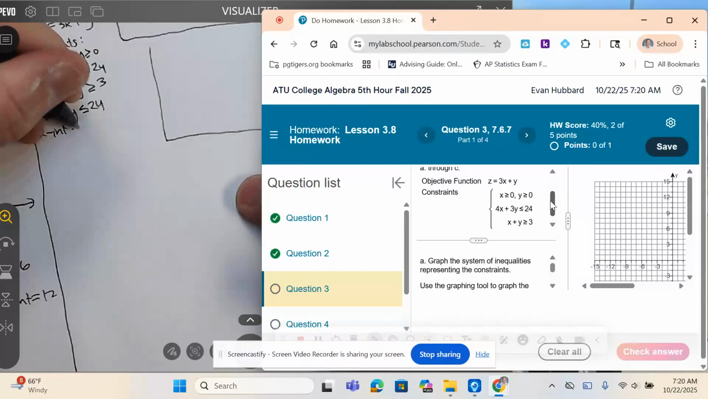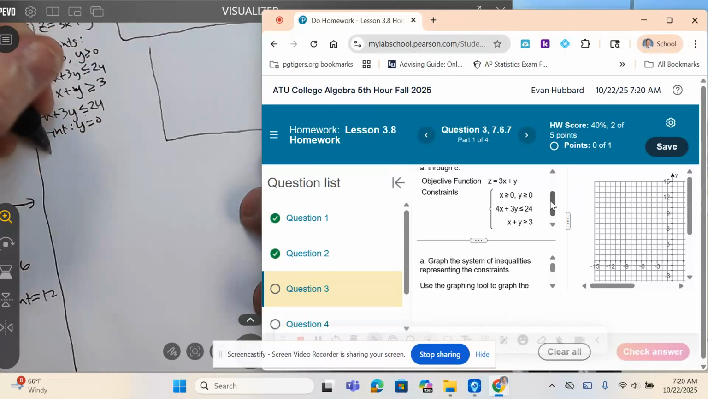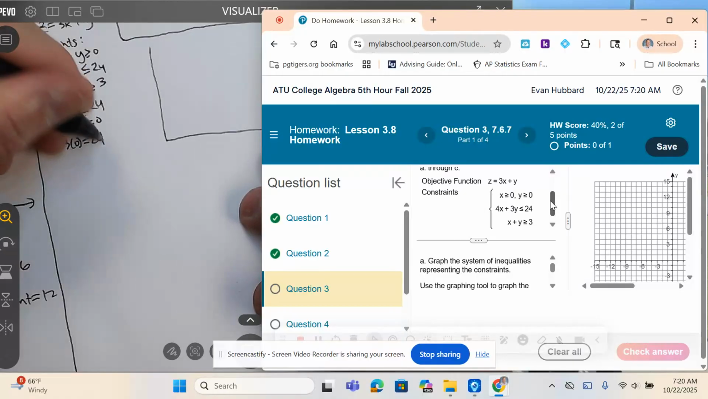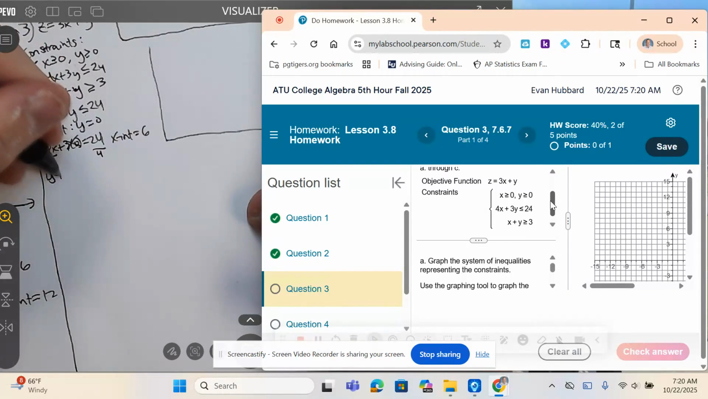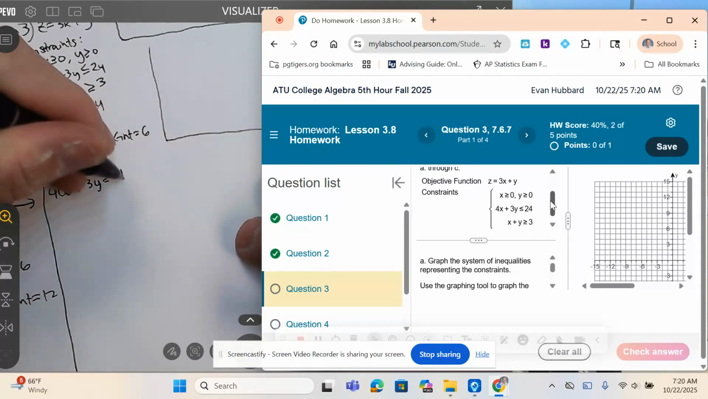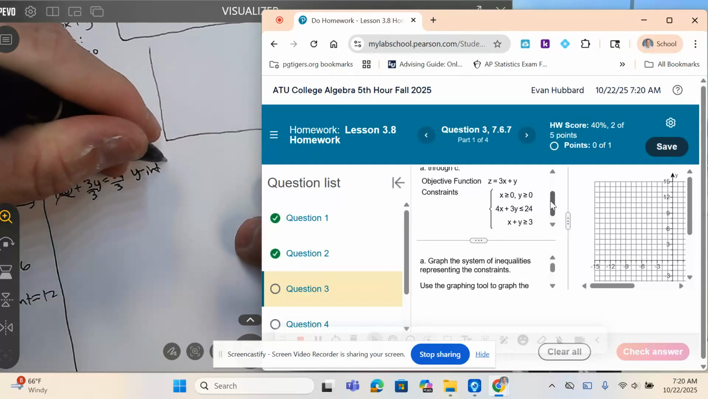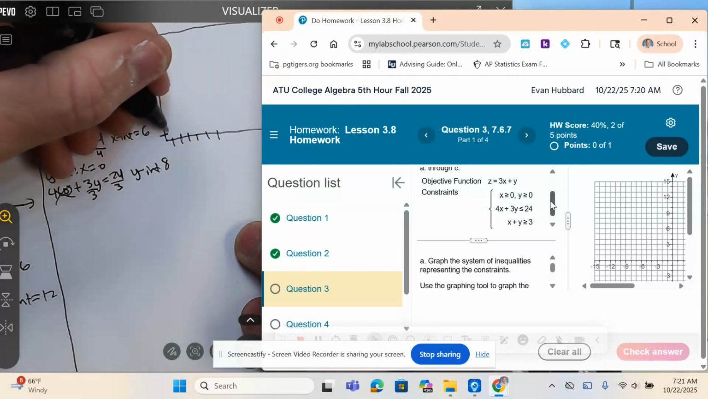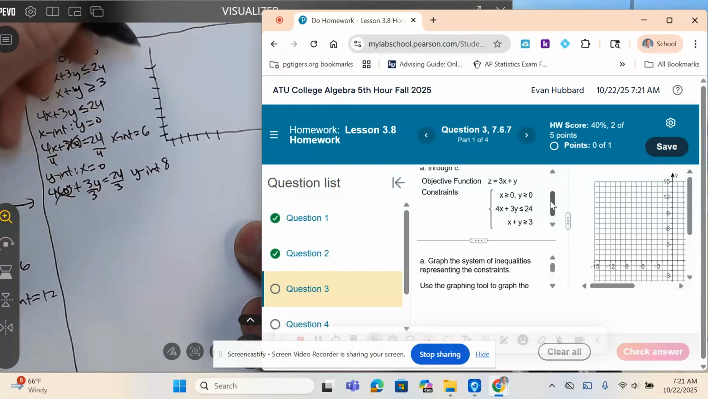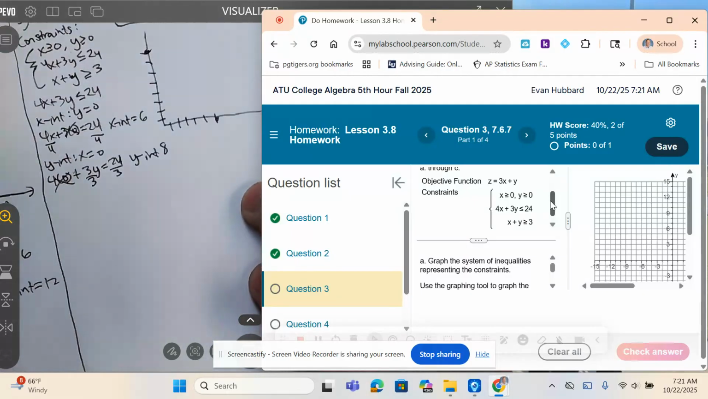x-intercept, make y equal 0. So 4x plus 3 times 0 equals 24. 4x equals 24. The x-intercept is 6. Now to find the y-intercept, you make x equal 0. So 4 times 0 plus 3y equals 24. Divided by 3, the y-intercept is 8. So the x-intercept is 6, 3, 4, 5, 6. The y-intercept is 8, 3, 4, 5, 6, 7, 8. And then we can pick 0, 0.